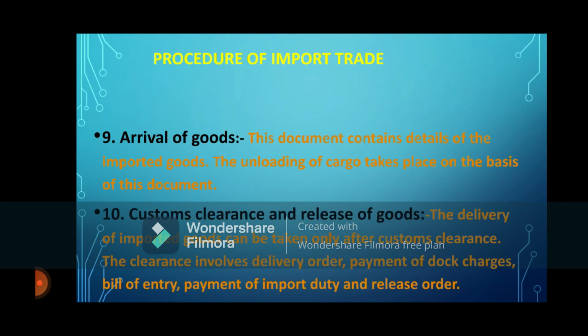This document contains details of the imported goods. The unloading of cargo takes place on the basis of this document also. Goods are shipped by the exporter as per the specification of the importer. When the goods reach the importer's country, the captain of the ship informs the dock officer and instructs him to receive the goods and record the details about the goods on the document called the import general manifest.